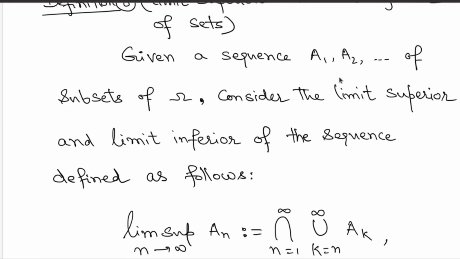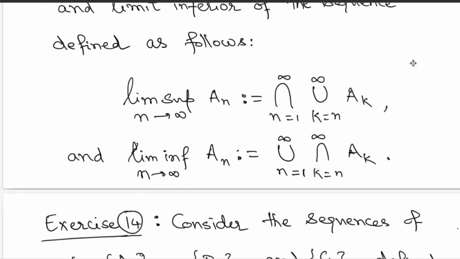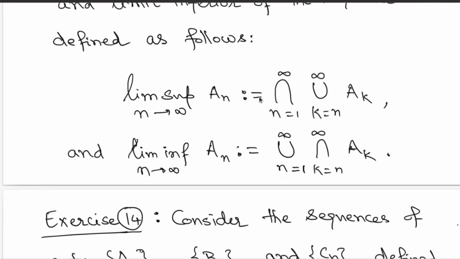I am given this sequence of sets A1, A2, and so on. I define this limit superior this way. I first look at unions from n onwards. So that's the inner union. The outer intersection says that I now look at intersections of such things.